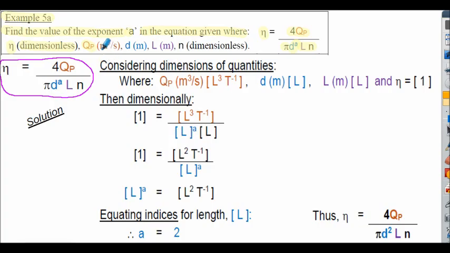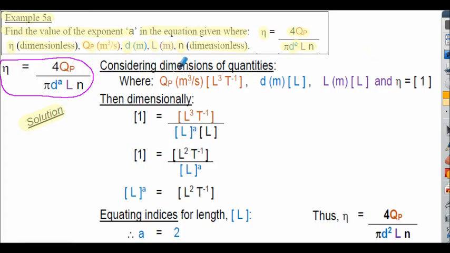qp has the SI unit of the meter cubed per second. Quantity lowercase d has the unit of the meter. Quantity L has the unit of the meter. And quantity N is dimensionless. Let's consider the solution to question 5a.